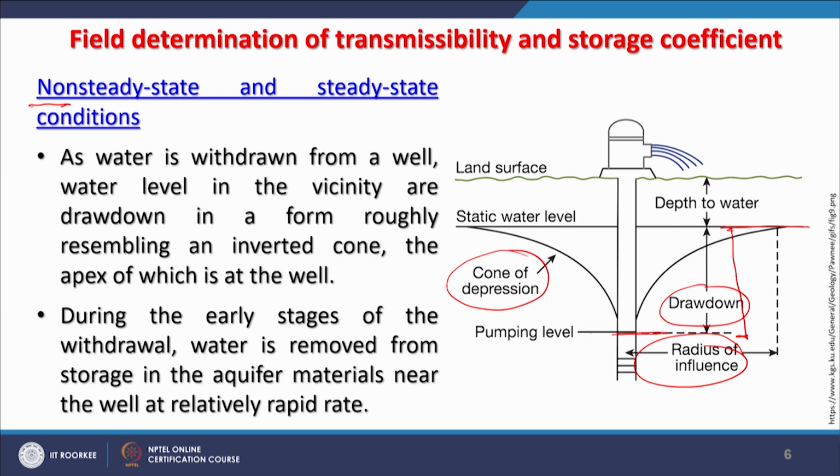Or storativity. Initially, when we start pumping water from a well under observation, the water is removed from the storage in the aquifer materials close to the well, and the water withdrawal may be at a relatively rapid rate, because the water for the pump is available in nearby places, and therefore the output may be high. But later on, because the water has to come laterally from all directions towards the well, the output may reduce.